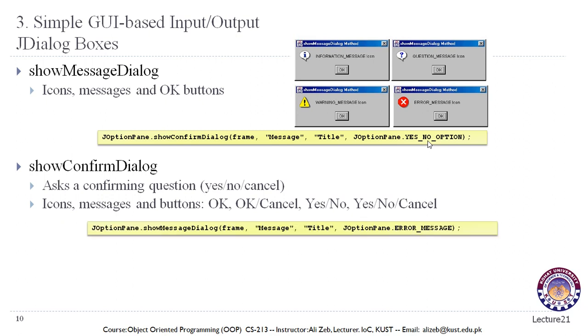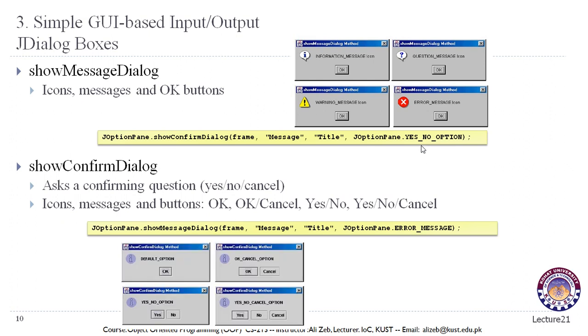JOptionPane.showMessageDialog, frame is the position of the dialog that we want to display. Message is the message that we want to display. Title is what will be written on the top of the dialog. And this is the type of the message that we want to display on the screen. In this case, it will be this message that is displayed on the screen. So these are the options that we can choose from, or the dialogs that we can display.